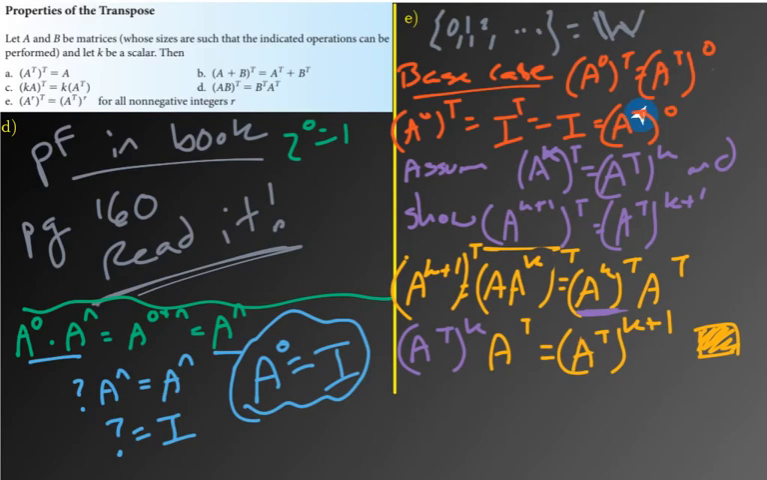Again, just knock the first domino down, then assume somewhere in that chain it works, and show that the kth one implies the k plus 1 case, and then just keep knocking down the dominoes. It would show that all these work for all non-negative integers R.